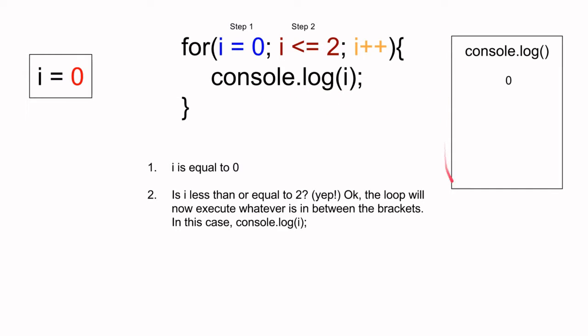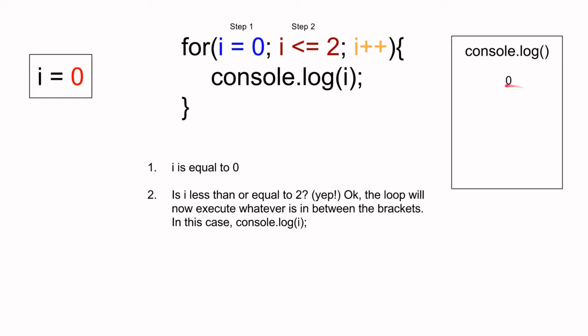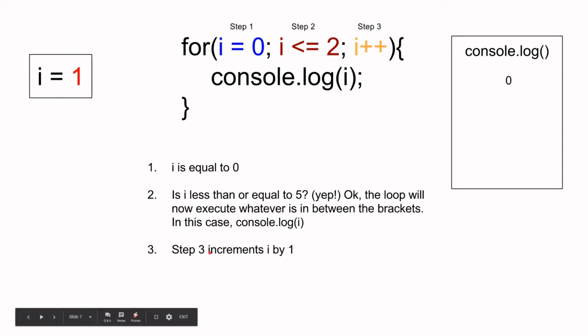And now you can pretend this window on the right down here, it's going to pop up in the bottom soon, is the browser, the console. So it would just display 0 right now. So we console.log i, and its current value is 0. So we're going to display 0. Move to step 3. Now i is incremented by 1. Now i is equal to 1.